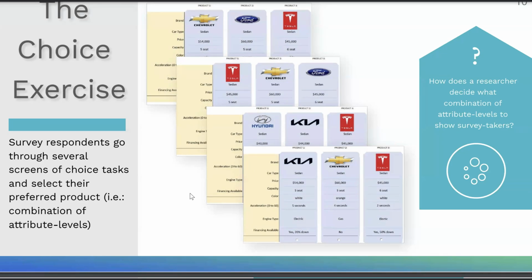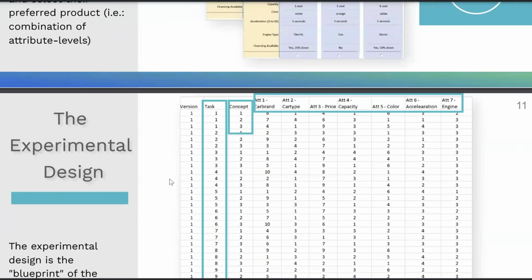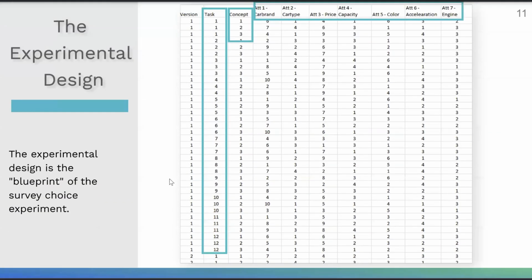Now, you may ask, how is it decided? How do you determine what respondents see? That takes us to the blueprint of the choice exercise and the choice task. It's called the experimental design. The experimental design really governs what people see in the choice exercise. Now, this looks as unappealing and boring as it possibly can be, but it has all the information that somebody needs to create a choice exercise.